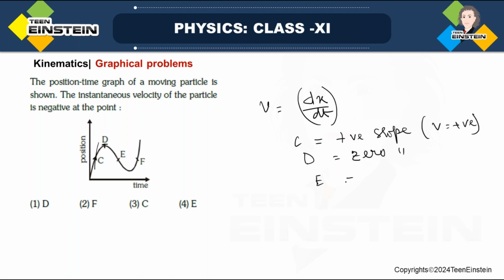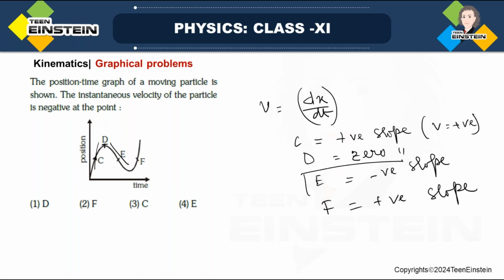Then E, at this position the slope will be negative, and F, the slope is again rising up or positive. So at the point E there will be negative velocity. So option 4 will be the answer for this question.